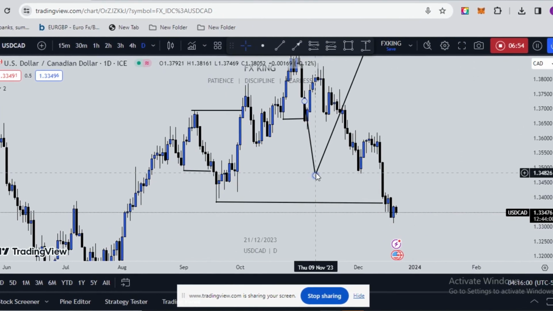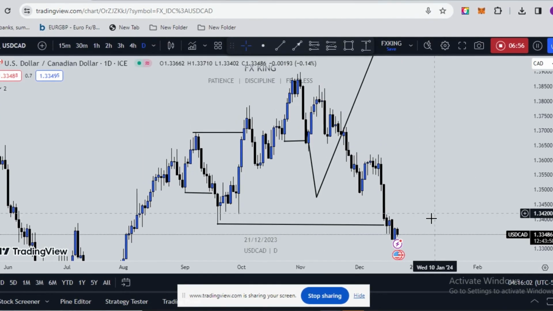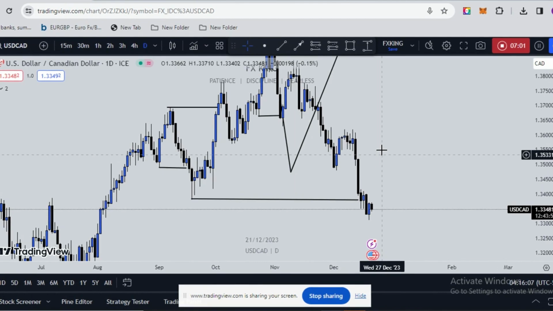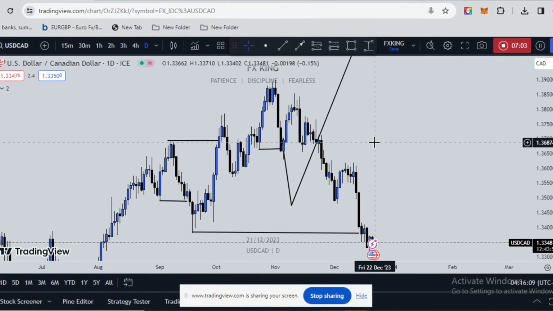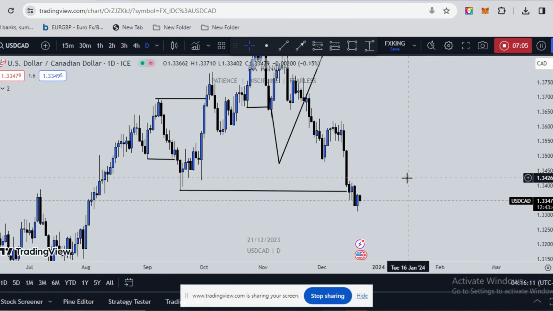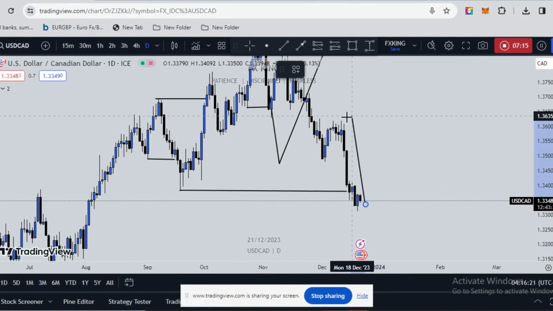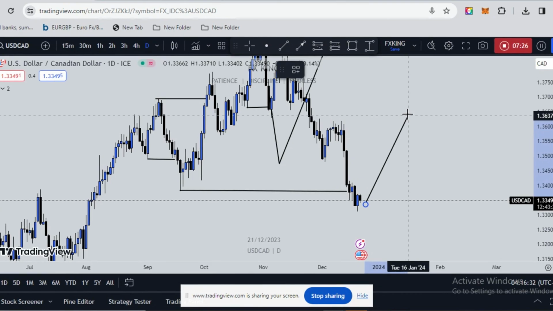So after this CHoCH, what we're looking for now is for inducement to be taken out before we can get a sell. So as you can see, our last level of inducement here should be here. This is our last level of inducement here. So now we are looking for something like this. There is no POI here, because this POI has been mitigated by the wick of this candle. So this is our level of inducement. We are looking for it to be taken out.